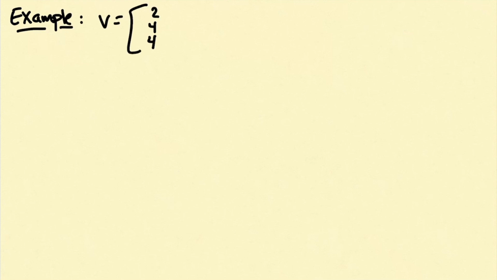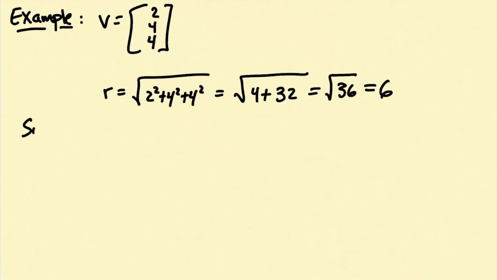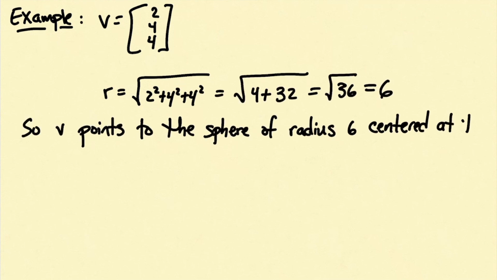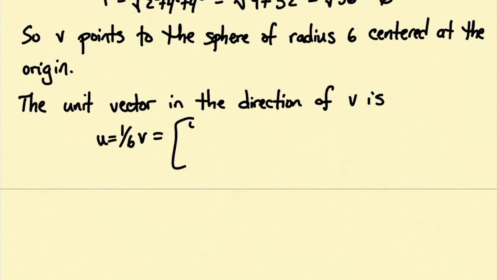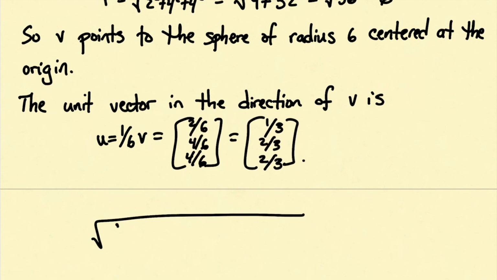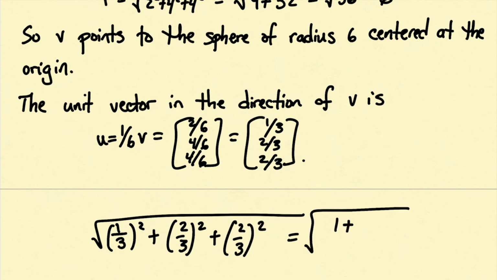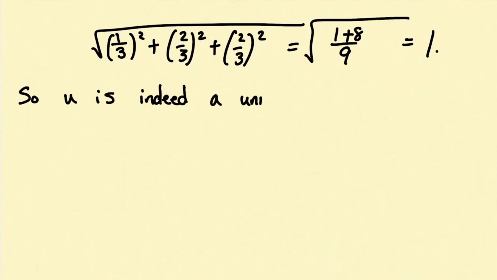So here's an example. This vector points to the sphere of radius 6. If we want to find the unit vector in the direction of v, then all we have to do is scale v by 1/6. And again, we can verify this does indeed point towards the unit sphere by the computation.